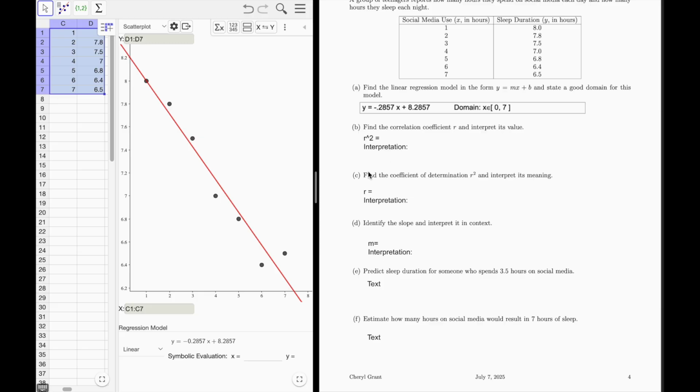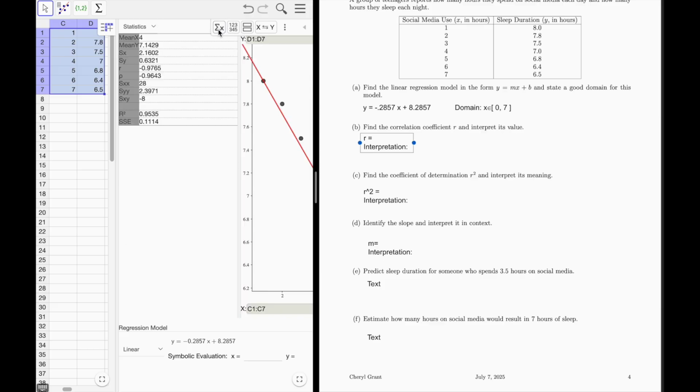All right, so for parts B and C, we need to find the value of r and r squared. Whoops, I switched those. Let me fix it. So this is our r squared. Okay, so to find our values of r and r squared, we need to choose the statistics button. After we click the statistics button, we can see our r is negative 0.9765, and the value of r squared, excuse me, is 0.9535.